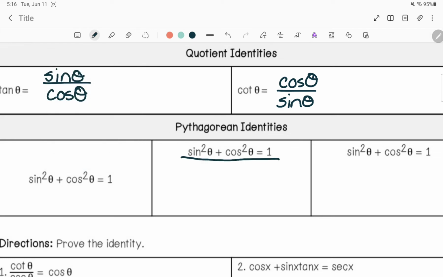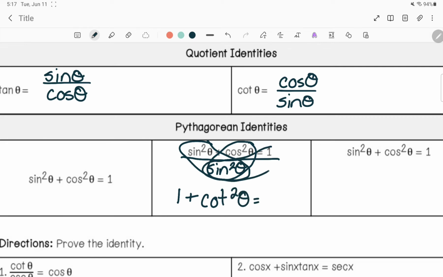All right, so if we take this sine squared theta plus cosine squared theta equals 1, and we divide all of this by sine squared theta, sine squared divided by sine squared is going to give us 1, plus cosine squared theta divided by sine squared theta. Well, this cosine over sine we see up here. That's going to be cotangent squared theta. And that's equal to 1 over sine squared theta. That 1 over sine from our reciprocal identities, so this will be cosecant squared theta.